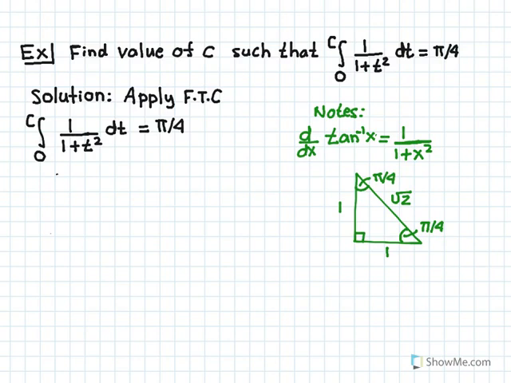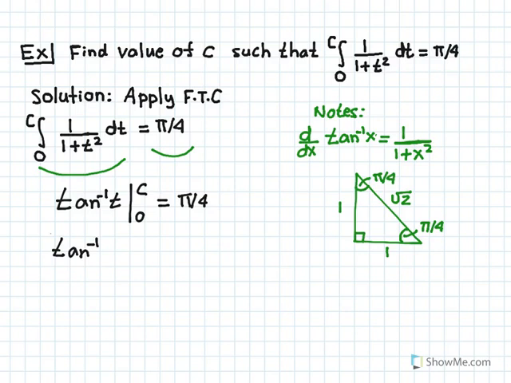Find the value of c such that the integral from 0 to c of 1 over 1 plus t squared dt is equal to pi over 4. We're going to apply the fundamental theorem of calculus. What is the antiderivative of 1 over 1 plus t squared? That's going to be tan inverse of t, because the derivative of tan inverse t is 1 over 1 plus t squared. Evaluated from 0 to c, that's equal to pi over 4. So tan inverse of c minus tan inverse of 0 is equal to pi over 4.